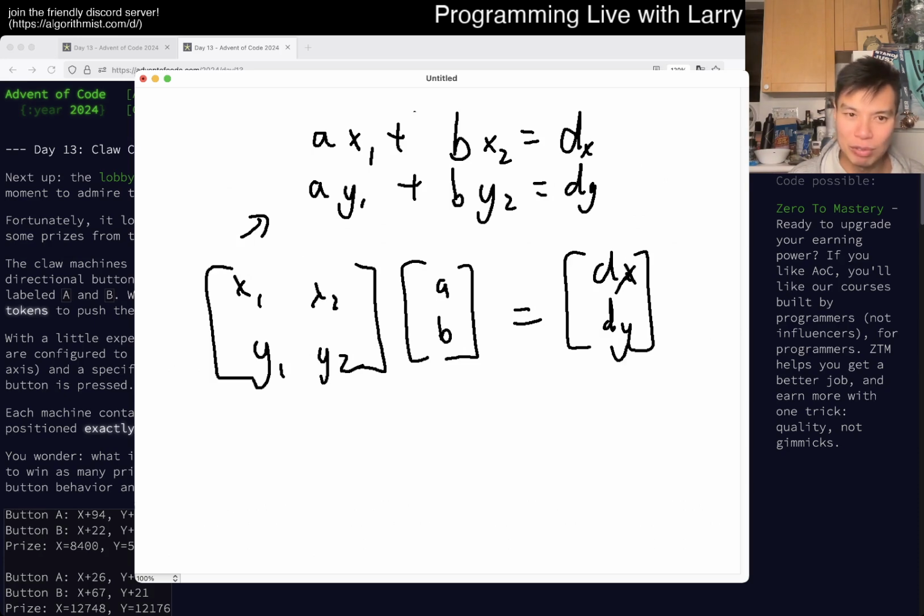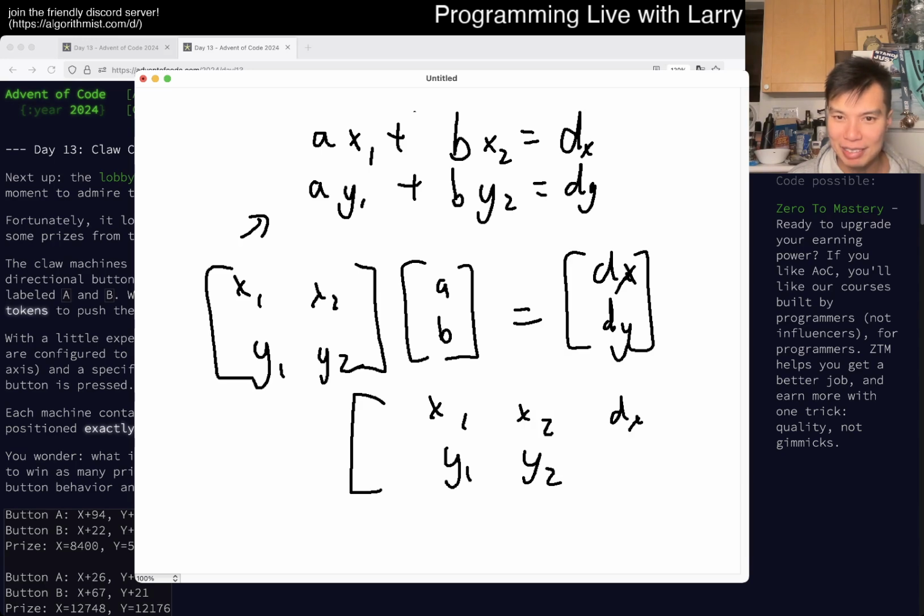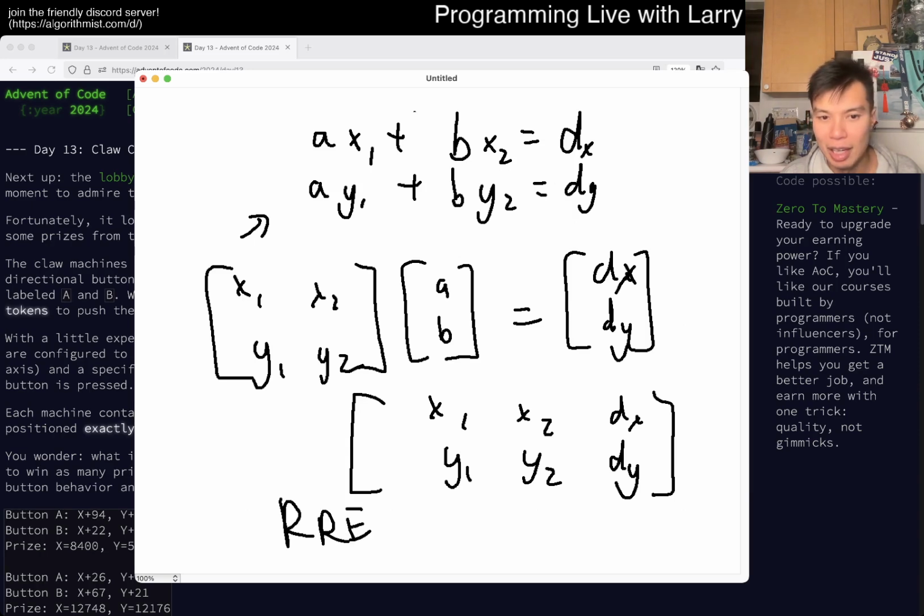And then you can just rewrite this as a matrix like this. My handwriting is terrible, my apologies, but this is your matrix. The way to solve this, of course, is by reduced row echelon form. Technically you can solve this manually as well, and the way to do that is very similar to the substitution method we were talking about.